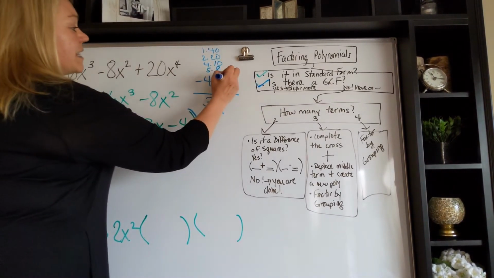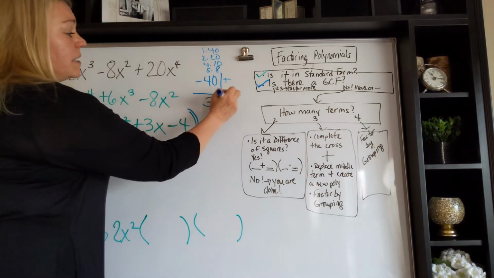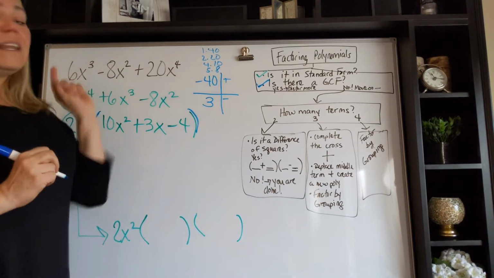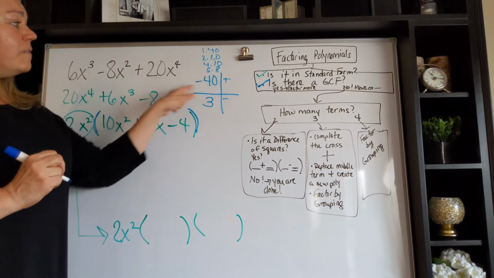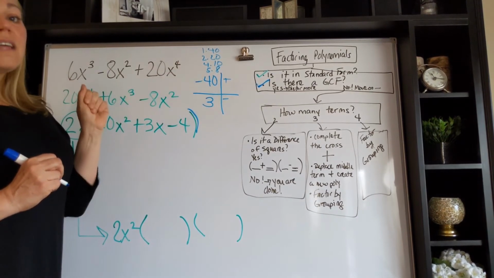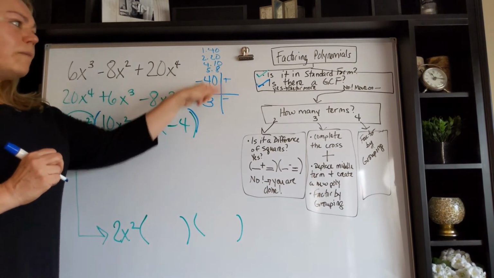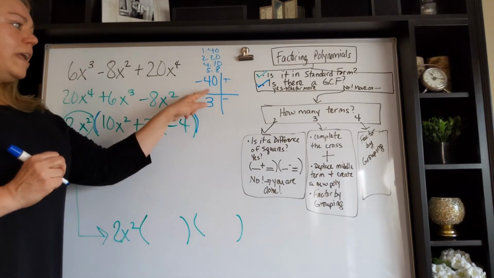one of the numbers has to be positive, one of the numbers has to be negative, because that's the only way to multiply to get a negative. A negative times a positive gives me a negative. So I know those are the signs of my numbers. So now I'm really trying to subtract to get 3, okay?